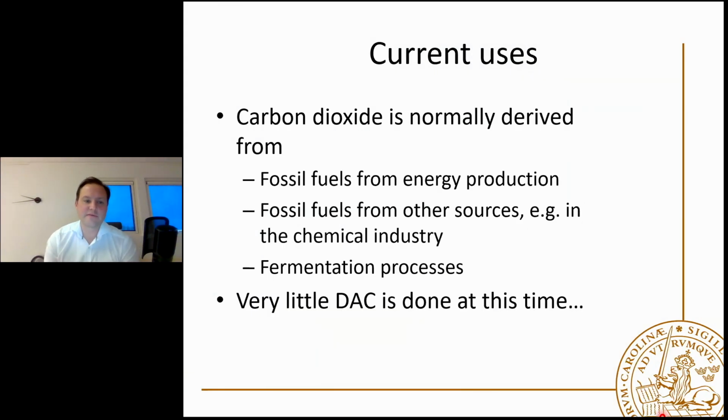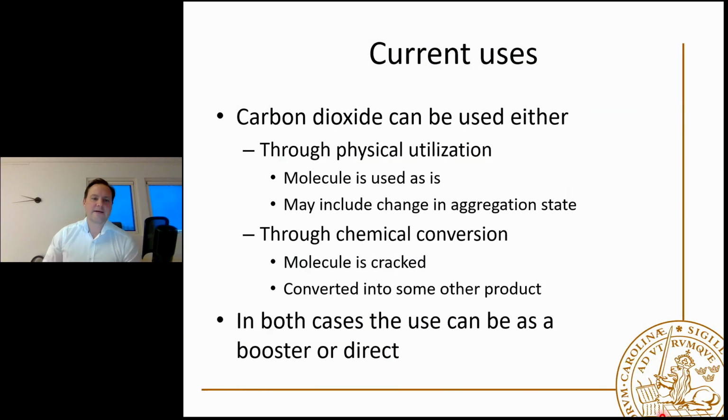CO2 is normally derived from fossil fuels in energy production or in the chemical industry, but also from biological transformation processes like ethanol fermentation production. And there's not much direct air capture done today. We do use carbon dioxide today in the chemical and in other industries, either purely physical utilization where you use the molecule as it is.